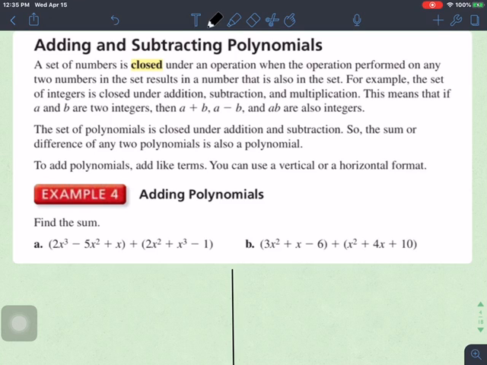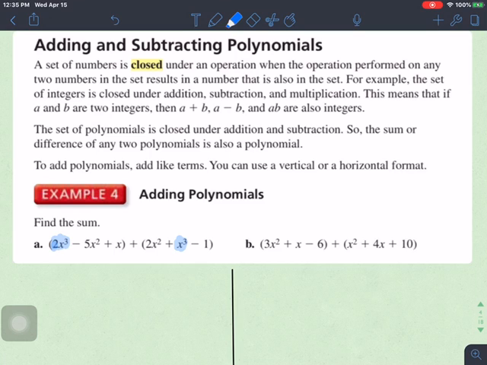And I'm going to use the A and the B as examples. And so what we want to do is learn how to organize ourselves. We're going to take a look at A right now, and I'm going to highlight terms with the same degree. It's a lot like combining like terms.